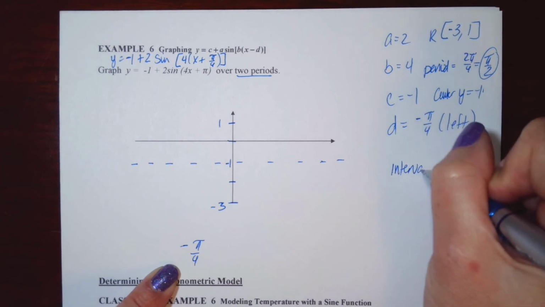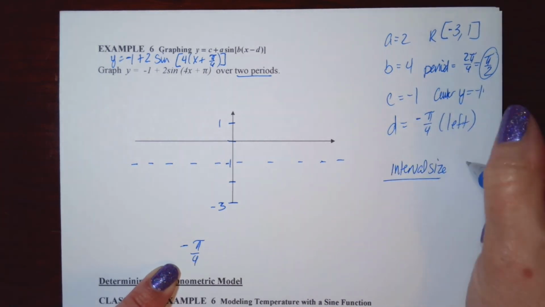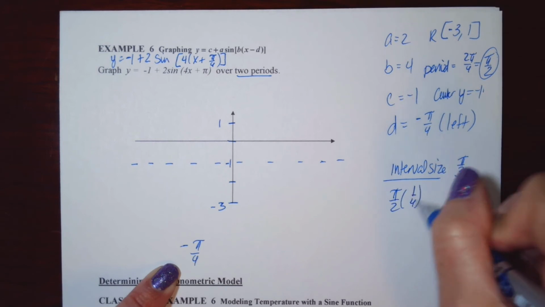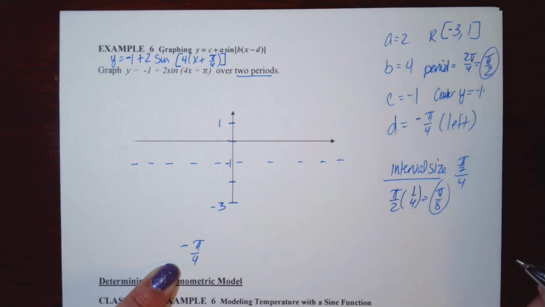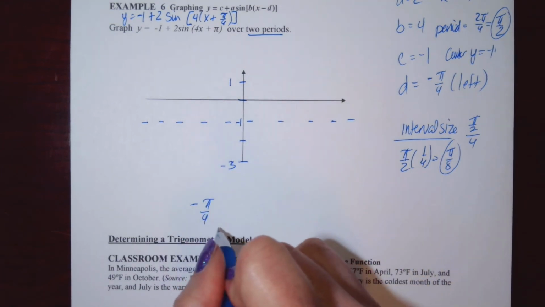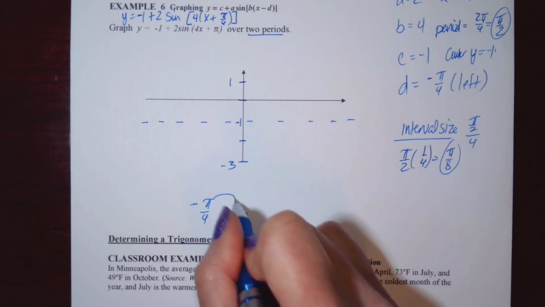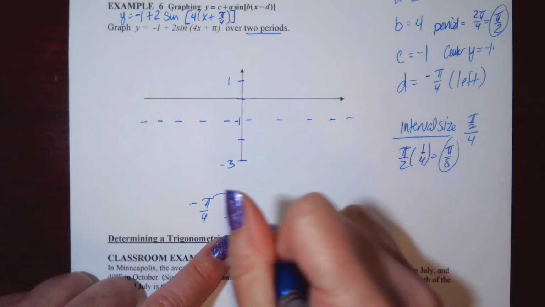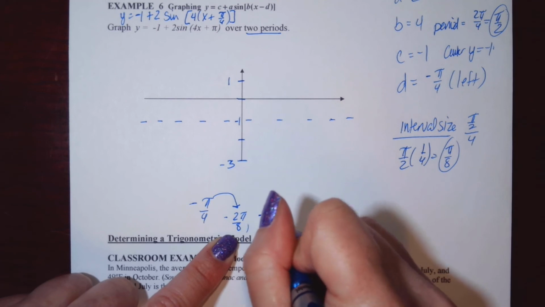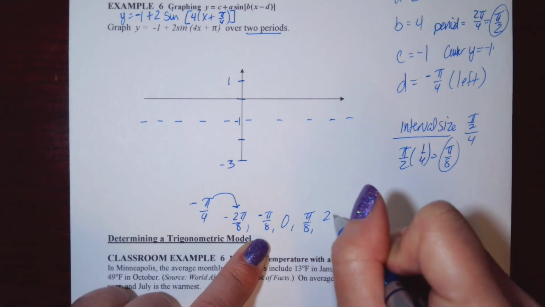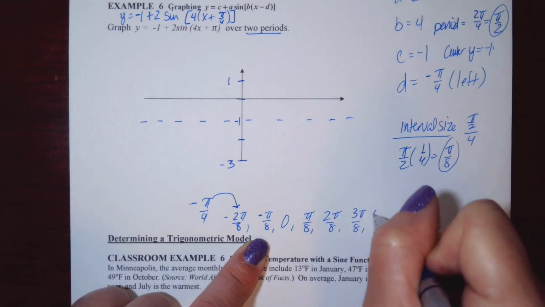Let's look at our interval size. Interval size is that period divided by 4. So pi half times 1/4 is pi/8, my interval size. When I'm setting up these points, I'm going to think of these in terms of eighths. So -pi/4 is actually -2 pi eighths. My first point is at -2 pi eighths, and then I'm going to add a pi eighth to move on. So +1 is -pi/8. +1 is 0, that's nice. And then I've got +pi/8, 2 pi/8, 3 pi/8, 4 pi/8.